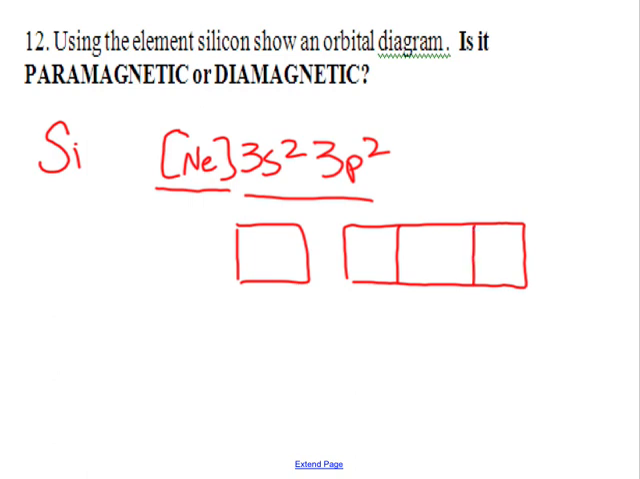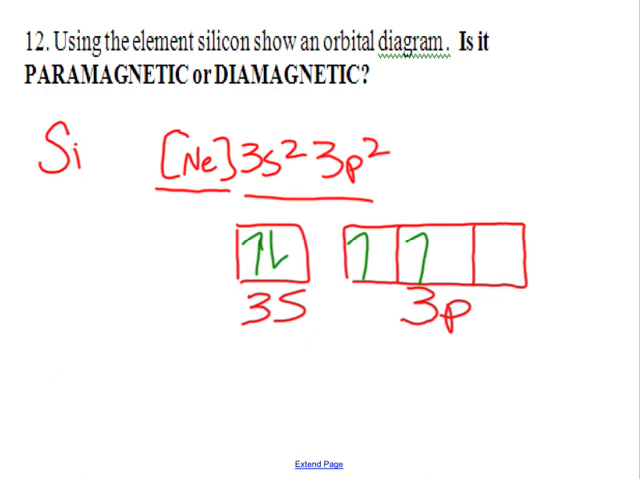All right, so we're going to go ahead and label our boxes with our sublevels. How many electrons in the first box? 2. How many electrons in the p's? 2. How do I place them? Up and up. Okay? All right.